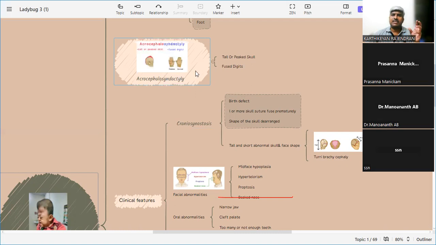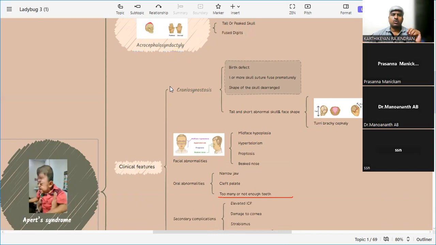This patient has a tall peaked skull, like this, and fused digits, that is syndactyly. So Apert syndrome patients are otherwise called acrocephalosyndactyly patients. Coming to the clinical features of Apert syndrome, craniosynostosis is due to premature fusion of one or more sutures. It is a birth defect where one or more skull sutures fuse prematurely.